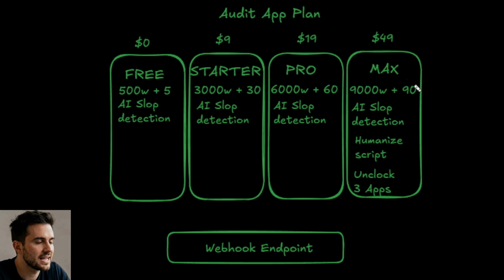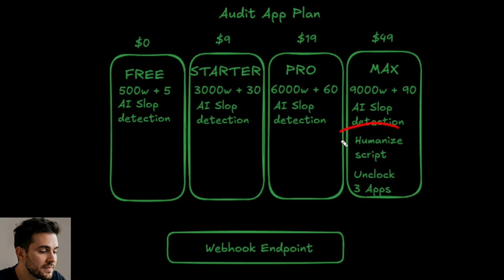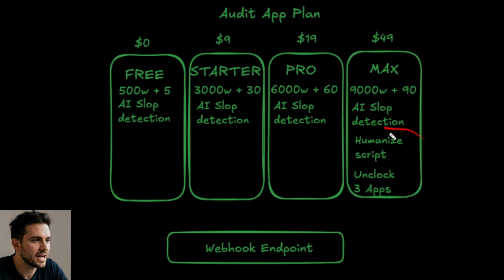But here's where it gets interesting. If a user steps up to the max plan, they unlock something much more powerful, the rewrite feature. This isn't just a basic edit. It humanizes the language, wipes away any trace of AI footprints, and builds new semantic nodes to give your script a real shot at going viral.